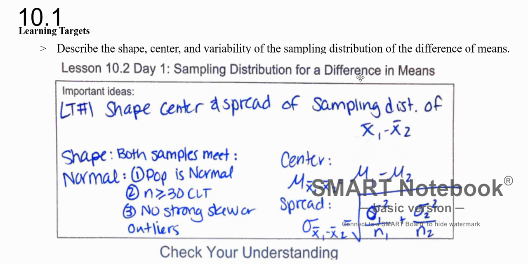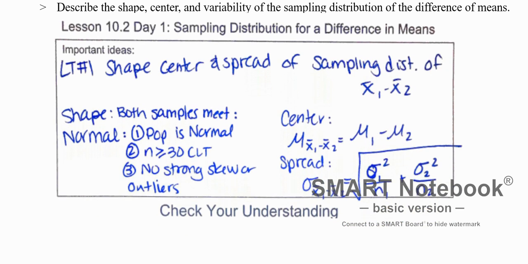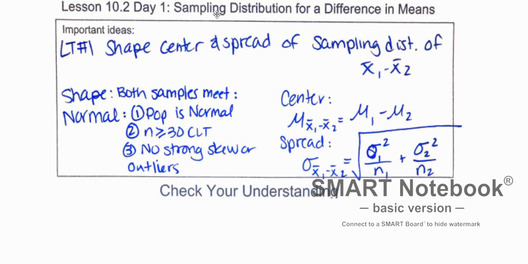All right, we're going to talk about how to describe the shape, center, and variability of the sample distribution for the difference of means, or difference in means, either way you want to say it. We talked about sample distributions for the difference in proportions in the previous one, and now it's very, very similar when we talk about difference in means.